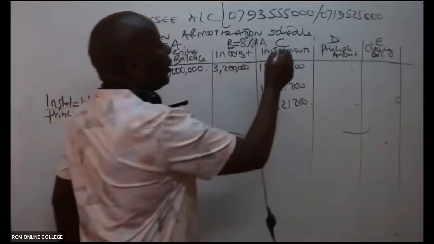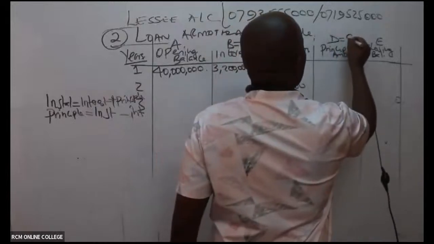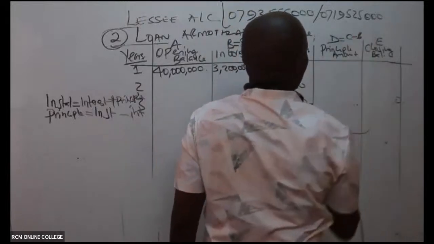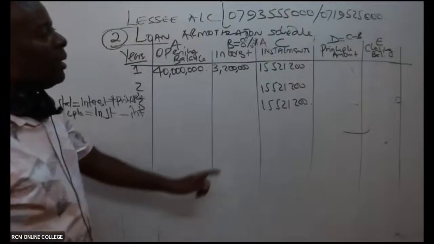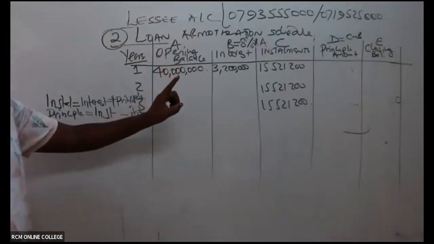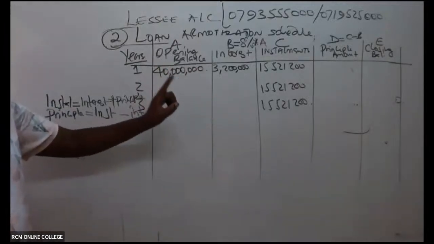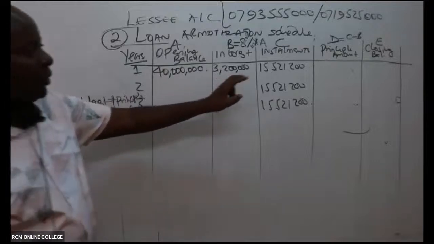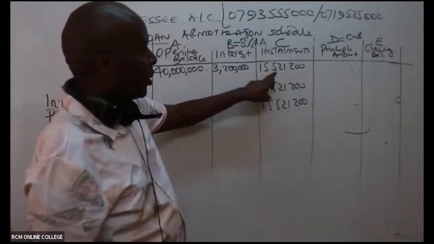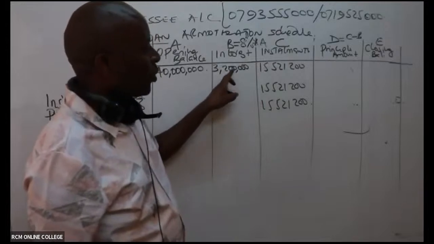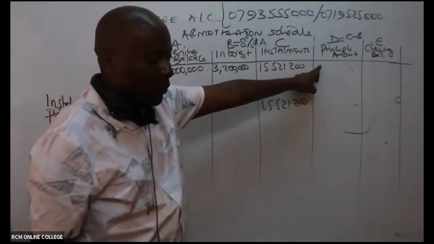So in short, to get D, I'm taking C minus B. To get D, I'm taking cow minus boy. So is there somebody who is able to give me the first one here? I'm taking this installment minus the interest paid. So is there somebody who is able to give me this principal amount?